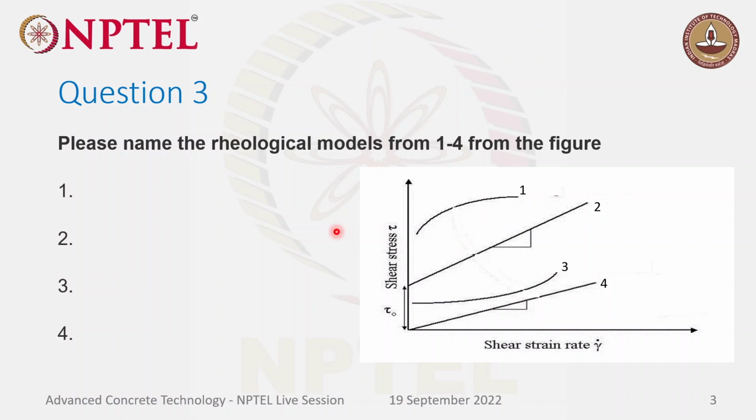One of the models is the Newtonian model, Newtonian fluid, and then the Bingham model is there. Shear thinning and shear thickening models are also there. So let me start the timer for 2 minutes now. Please write the answer in the chat box, not in polls. Name it as 1, 2, 3, 4. If you have gone through the lectures, for sure you'll know the answer.